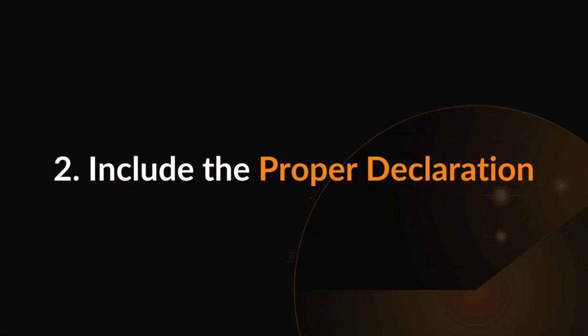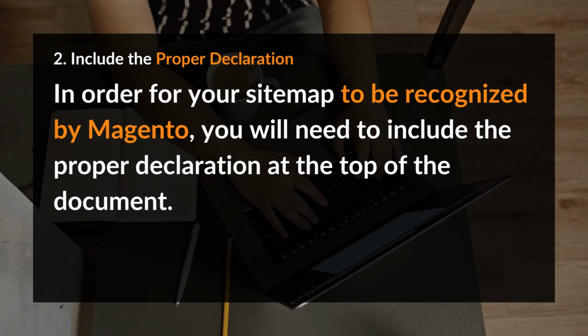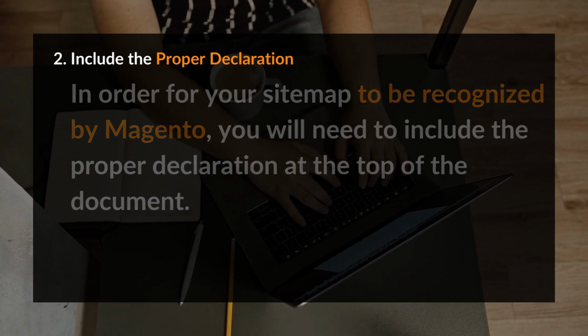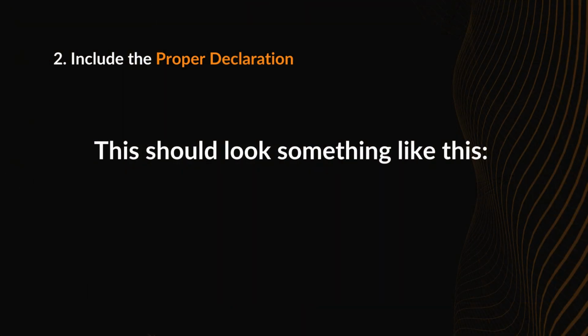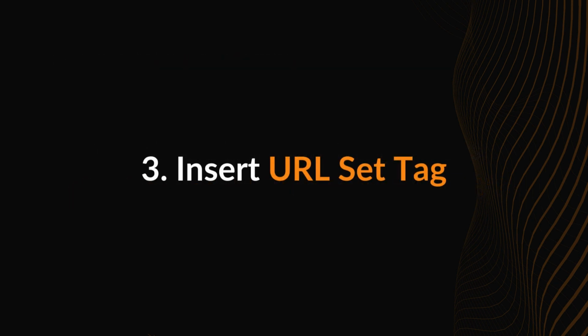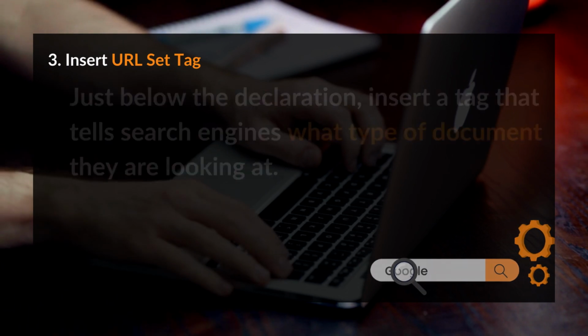2. Include the proper declaration. In order for your sitemap to be recognized by Magento, you will need to include the proper declaration at the top of the document. This should look something like this. 3. Insert URL set tag. Just below the declaration, insert a tag that tells search engines what type of document they are looking at. This should look like this.